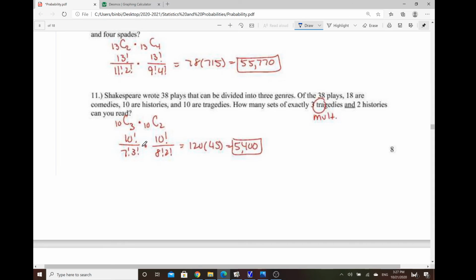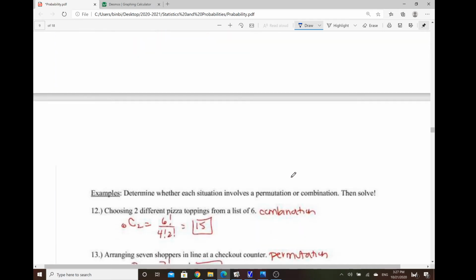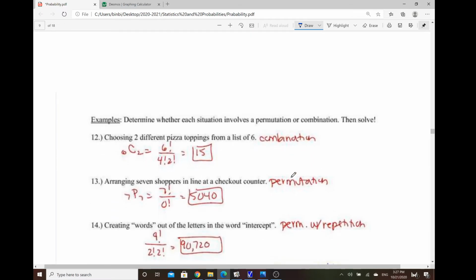So 10 choose 3 times 10 choose 2. So 10 factorial over 7 factorial, 3 factorial, and then 10 factorial over 8 factorial, 2 factorial. So 120 times 45, 5,400 different ways. Again, combination, the order does not matter. Permutation, the order does matter.